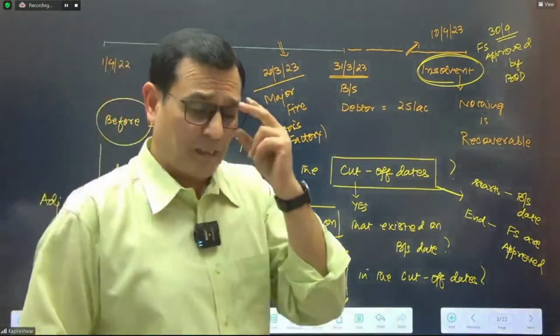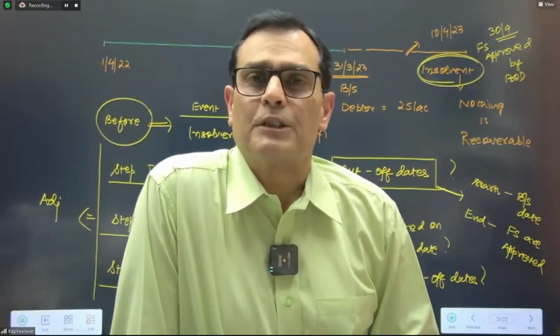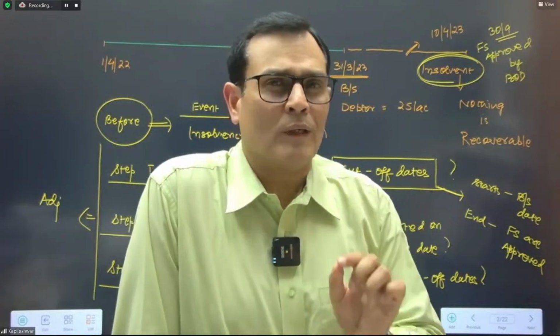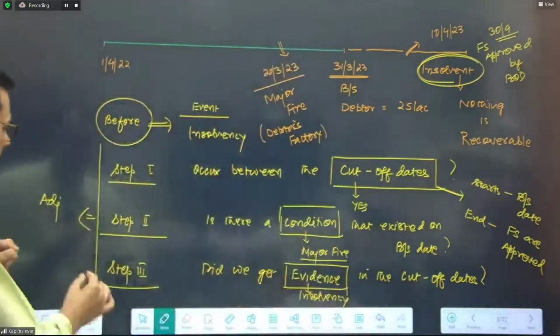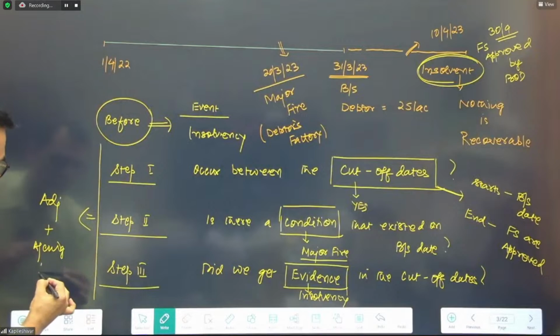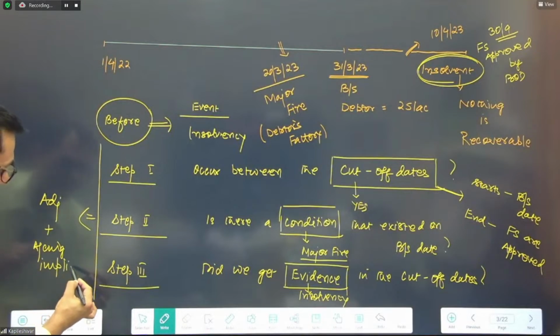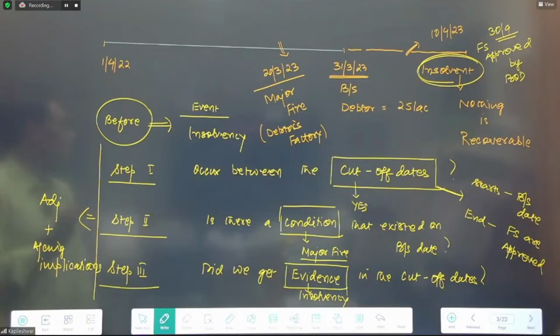But don't stop at giving a conclusion to the examiner that it is adjusting or non-adjusting. Once you say that it is adjusting in nature, give him the accounting implications as well. It would be appropriate and definitely desired that you also give him the accounting implications of this particular event.